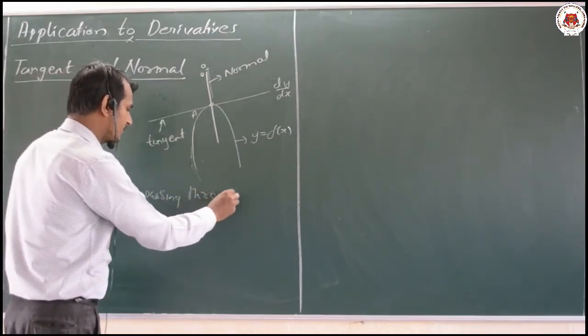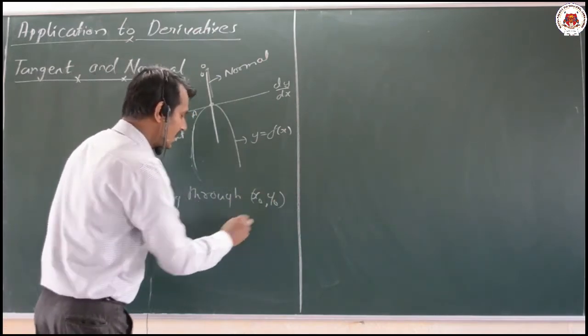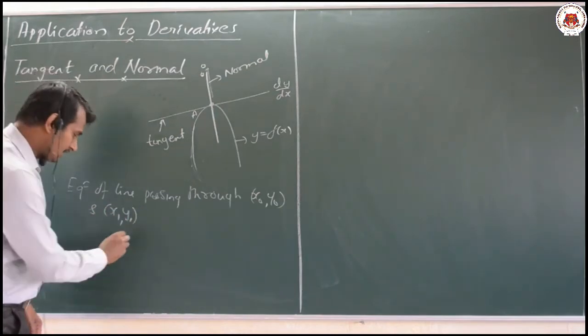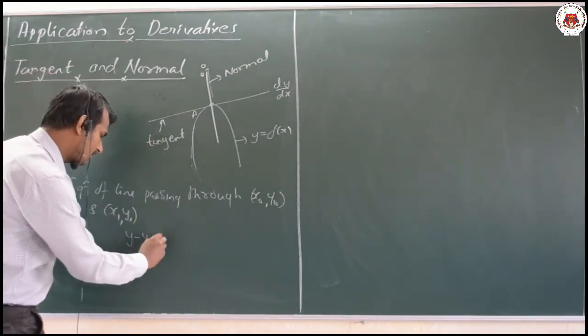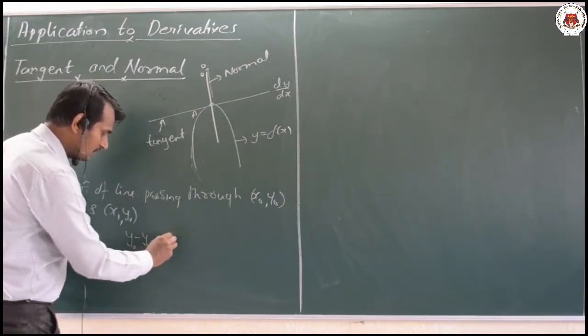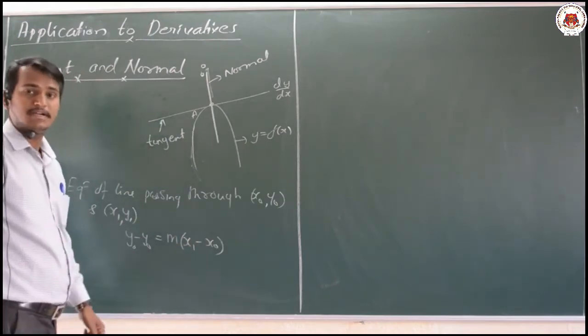The equation of the straight line passing through x naught y naught and x1 y1, that is nothing but y minus y naught is equal to m into x minus x naught, where m is the slope.